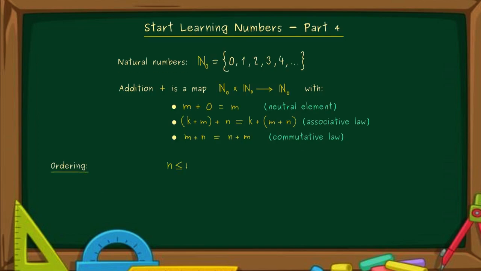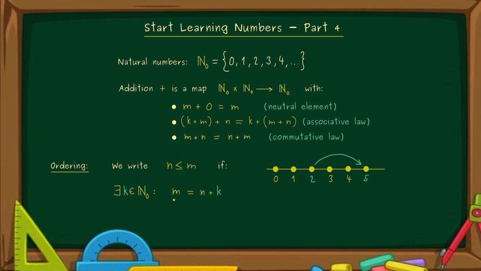Ordering just means when is a number greater or equal than another number. Hence, we now give a meaning to the symbol we read as n is less or equal than m. So with the visualization in mind, it should be clear how we can define this. For example, why should 5 be greater than 2? Of course, it's simply because we can add something to 2 to reach 5. With the natural numbers, it does not work the other way around.